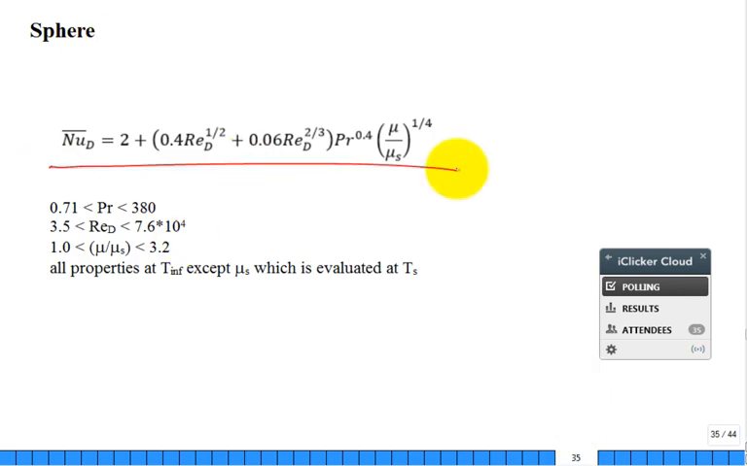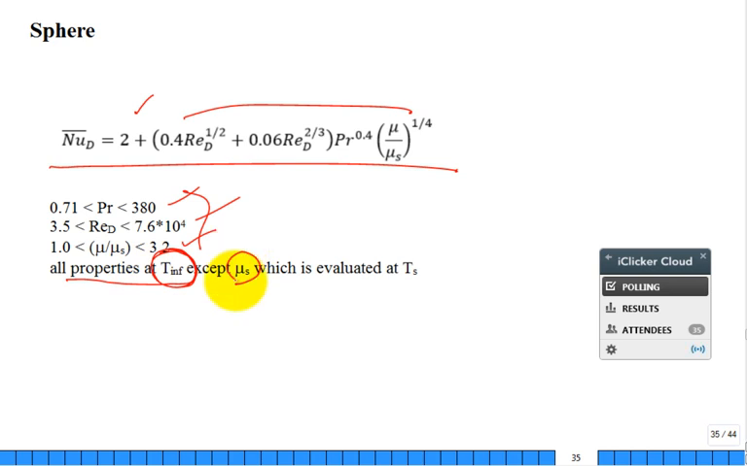Look at this. It's kind of a constant with the function of Reynolds number. There's some limitations. Check your Prandtl, check your Reynolds, check your mu over mu sub s to make sure it's within this range. Typically, that's easy to do. And all properties are evaluated at what temperature? The fluid free stream temperature, T infinity, except for mu sub s, which is evaluated at Ts. They're very common when you see this structure, either with Prandtl number or viscosity in the correlation.